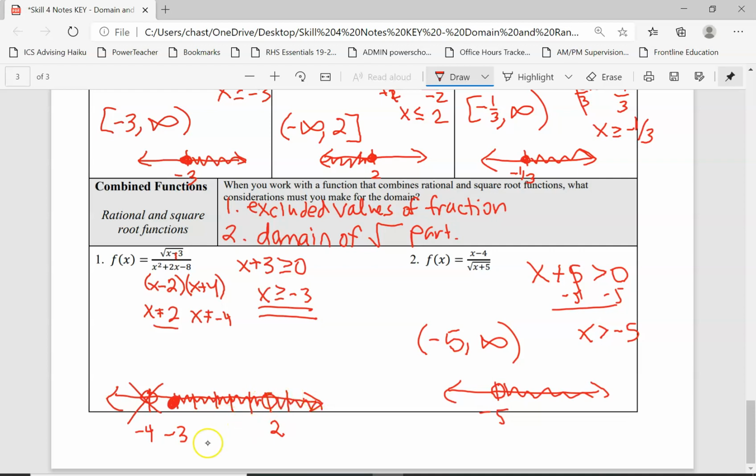And if I wrote the domain for this, I would have the interval negative 3 to 2, and then I'd have 2 to infinity. So I wanted to show you what would happen in that situation. Okay, with that, go ahead and try some problems, and you should be in good shape.